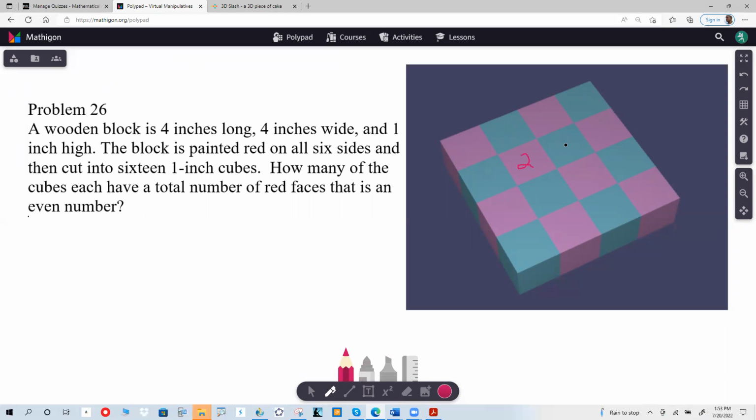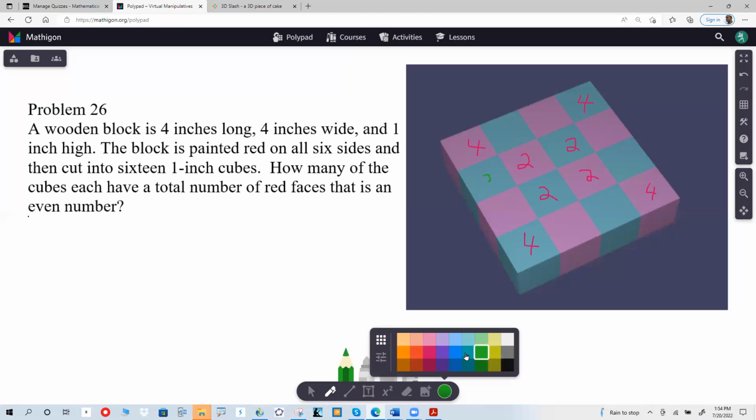This one will have how many red faces? 2. Good. One on the top, one on the bottom. With me so far? Carefully, how many red faces will this one have? It's dipped in the red paint, so it would have 4. One on top, one on the bottom, and these here. How many would this one have? 4. And this one? 4. Very carefully, how many red faces would this one have? 3. Good.